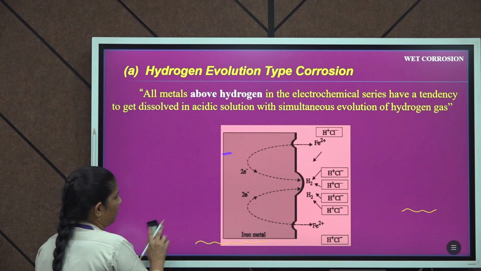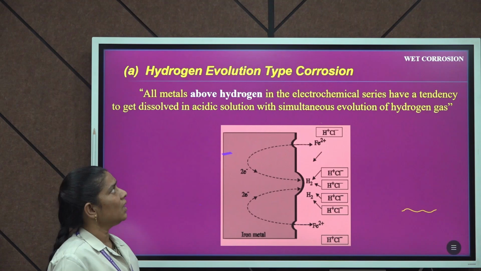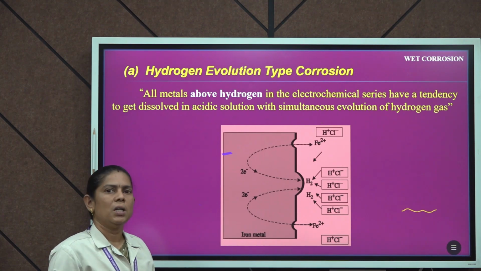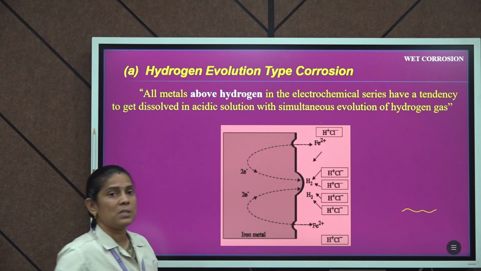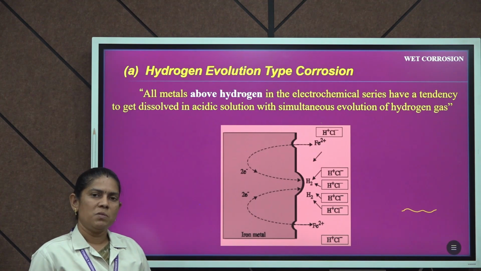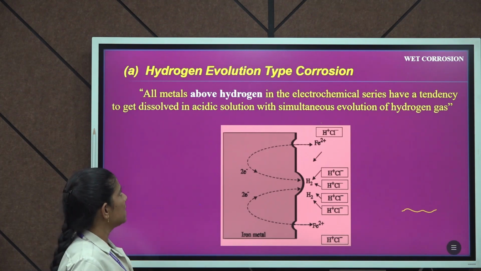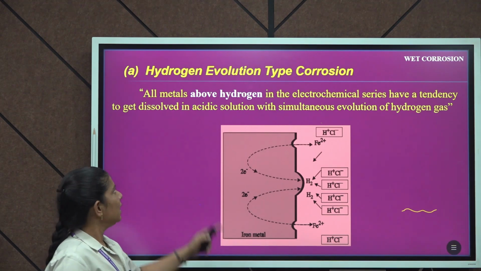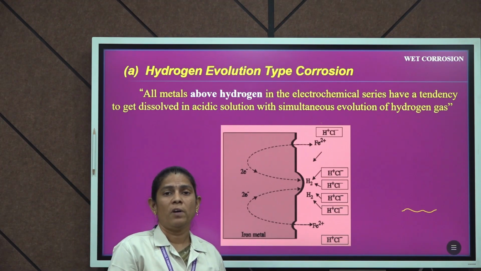hydrogen evolution type. In hydrogen evolution type corrosion, actually all the metals are arranged in the electrochemical series. Already we know what the electrochemical series is from the previous lectures. Metals above hydrogen in the series behave as anode because they possess a high negative electrode potential value. The metals above hydrogen in the electrochemical series get dissolved in acidic solution with the simultaneous liberation of hydrogen.